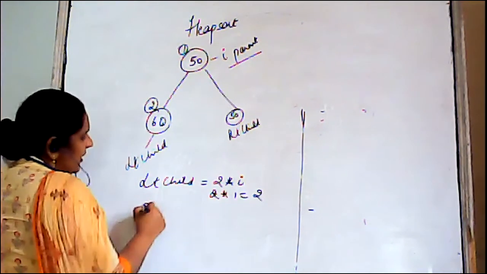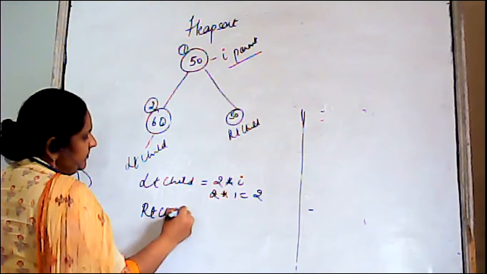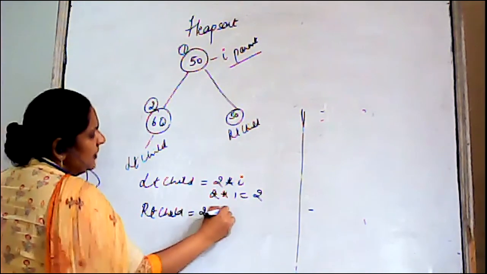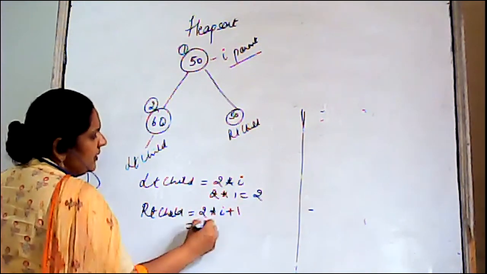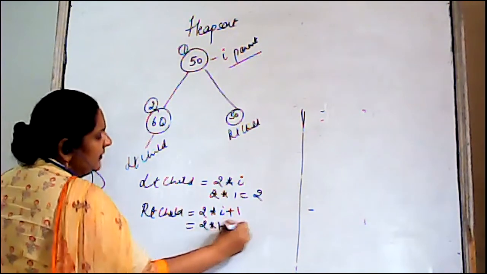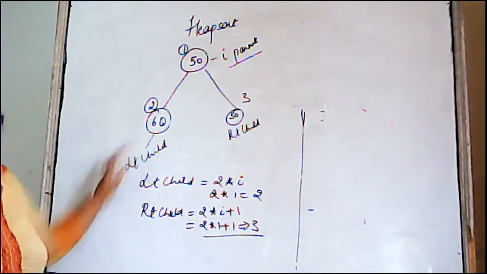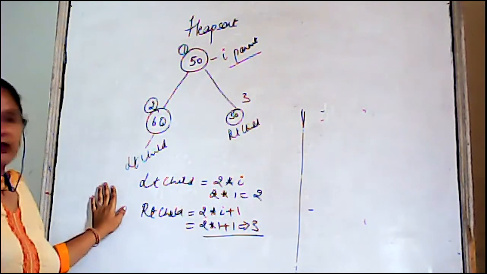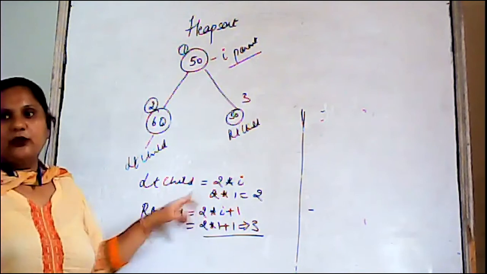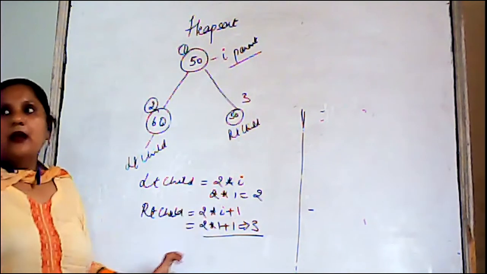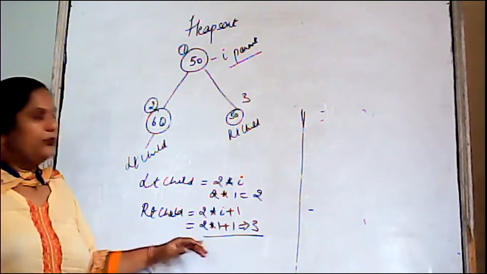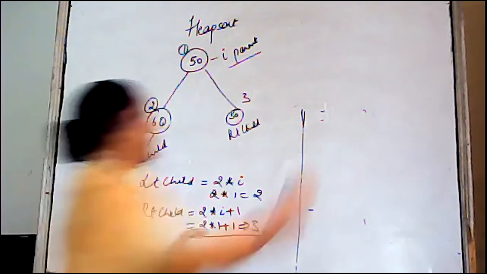Now, the right child would be at 2 into I plus 1. These are very important formulas. 2 into 1 plus 1 comes out to be 3. That means the right child will be placed at index number 3. The left child will be placed at 2 into I, that is 2. And the right child will be placed at 2 into I plus 1, that is 3.